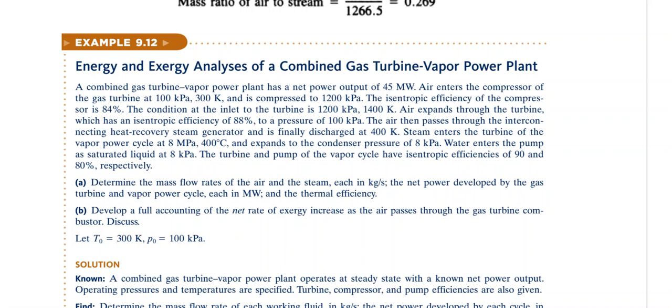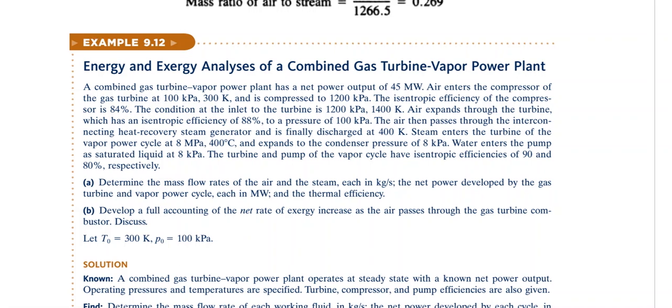The air then passes through an interconnecting heat recovery steam generator and is finally discharged at 400 Kelvin. Steam enters the turbine of the vapor power cycle at 8 megapascals, 400 degrees centigrade, and expands to the condenser pressure of 8 kPa. Water enters the pump as saturated liquid at 8 kPa. The turbine and pump of the vapor power cycle have isentropic efficiencies of 90 and 80% respectively. Determine the mass flow rate of air and steam, each in kilogram per second, the net power developed by the gas turbine and the vapor power cycle, each in megawatts, and the thermal efficiency. Obviously, as we are not doing the exergy analysis, we are not supposed to do that part.